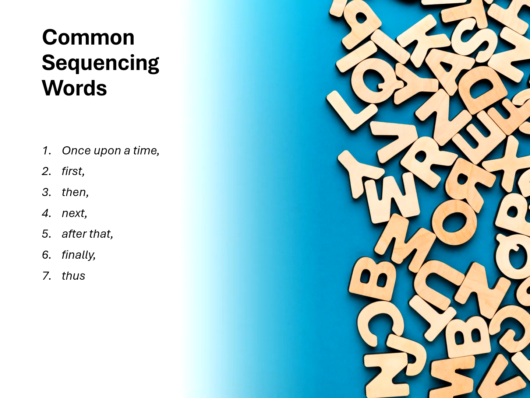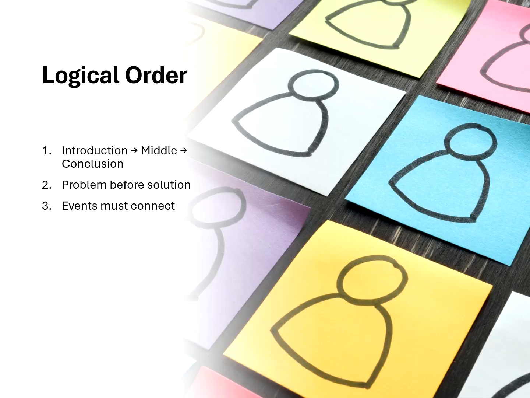To show sequence, we use special words like once upon a time, first, then, next, after that, finally, and thus. These words guide the listener step by step. A story must follow logic. For example, a problem should be introduced before it is solved. Each step must connect naturally to the next.